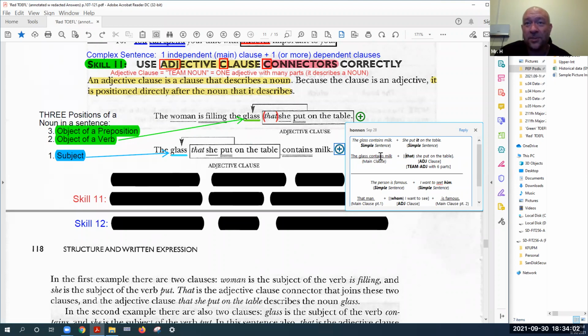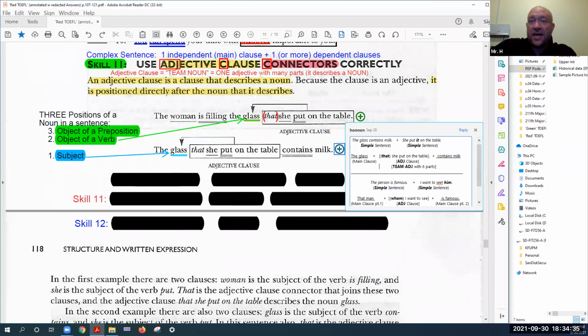Where's the problem here? Oh, we have to fix this. We cannot have contains there. Where should I put contains milk? After the verb? At the end? How can I know if the connector is optional, and where I know if it's not optional? Well, I'll show you an example in just a few minutes, okay?